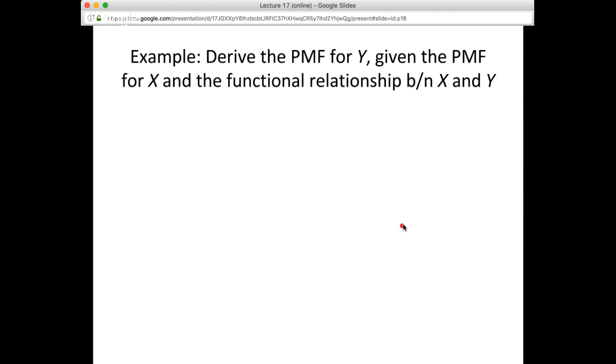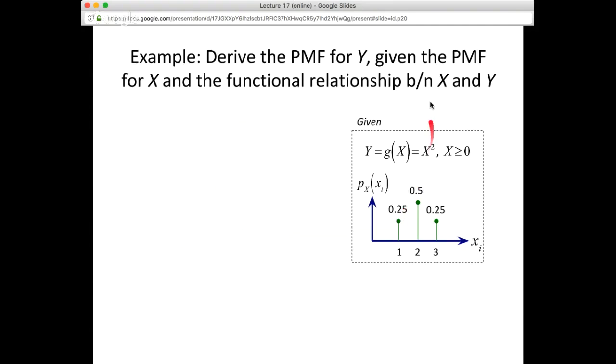And let's do a quick example. So we're given this information. We're given the PMF for the random variable x. And so basically you can see there are 3 possible events for the random variable x. It could equal 1, 2, and 3. And the probabilities associated with those events are 0.25, 0.5, and 0.25.